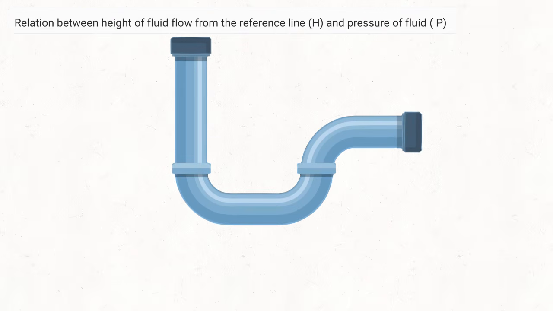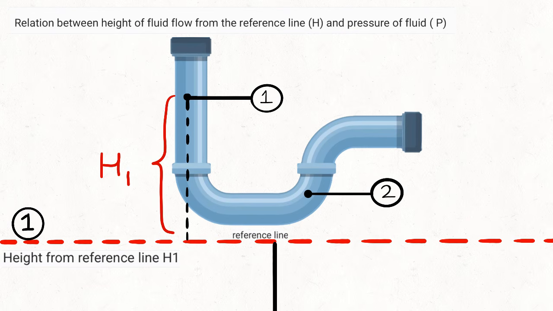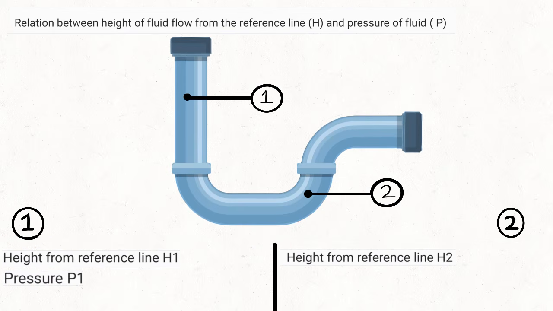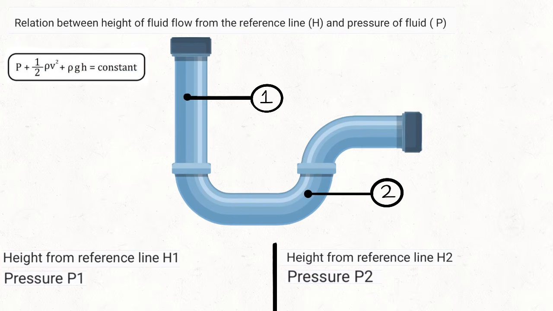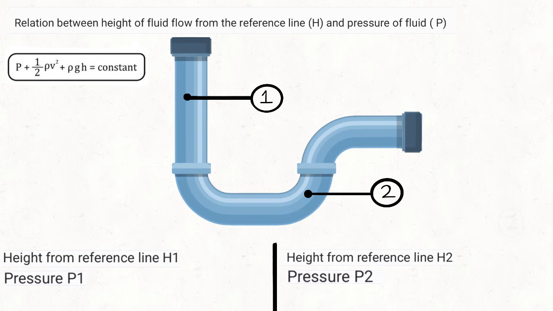We will now try to derive the relation between the height of fluid flow from the reference line and the pressure of the fluid. Consider 2 points, 1 and 2. The height of fluid flow at point 1 from the reference line is H1 and the height at point 2 from the reference line is H2. Pressure at point 1 is P1 and at point 2 is P2. In this case, the pipe has a uniform cross-section throughout the length, hence the area of cross-section remains constant, and therefore the velocity of fluid flow also remains constant throughout. Hence, kinetic energy per unit volume remains constant, since it depends on the velocity of fluid flow.